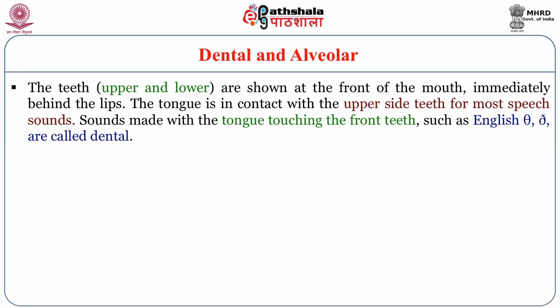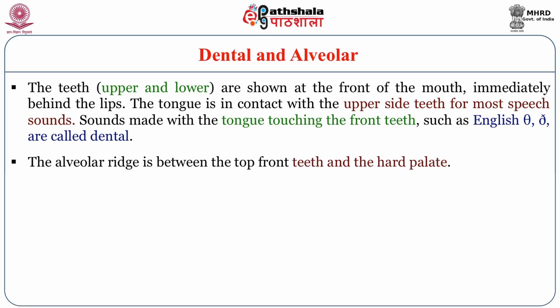The teeth, both upper and lower, are shown at the front of the mouth, immediately behind the lips. The tongue is in contact with the upper side teeth for most speech sounds. Sounds made with the tongue touching the front teeth. Tongue. When you say tongue, you see that the tongue is touching your upper portion. So sounds made with the tongue touching the front teeth, such as in English, are called dental.